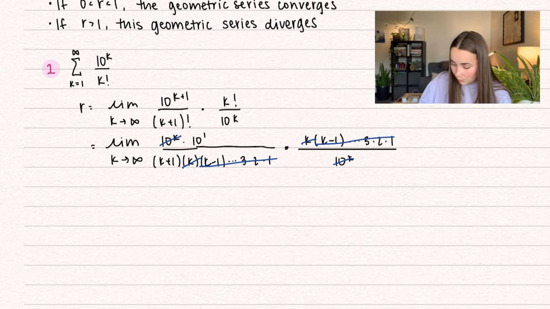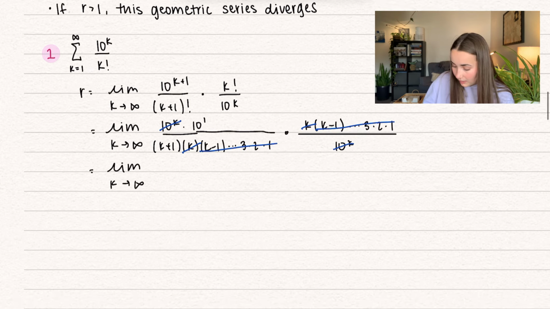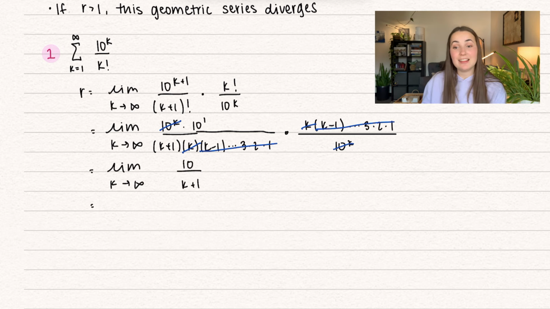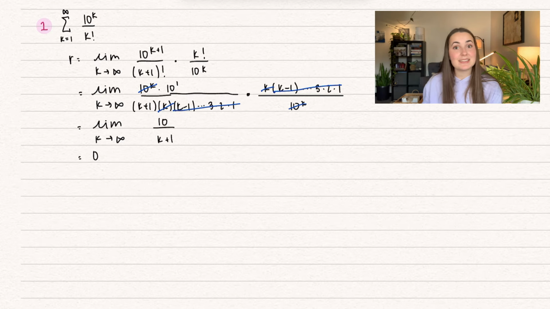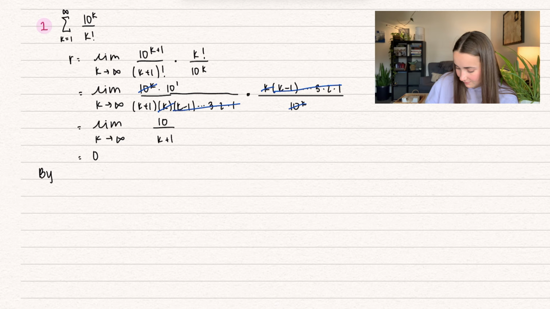So notice here what we are left with. We have the limit as k approaches infinity. In the numerator, all we have is a 10, and then in the denominator, all we have is a k plus 1. Naturally, as k approaches infinity, this is going to go to 0. So we have, by the ratio test, this series is going to converge.